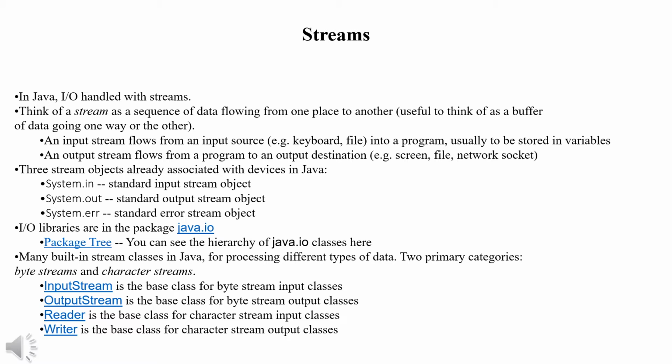We also have output streams. An output stream flows from a program to an output destination. This output destination can be a screen, file, or network socket, right? So as you see, the difference between an input stream and an output stream is the difference between the source and the destination, right?